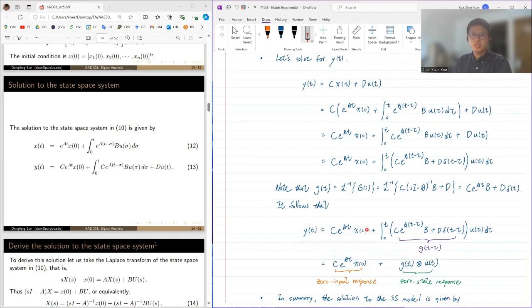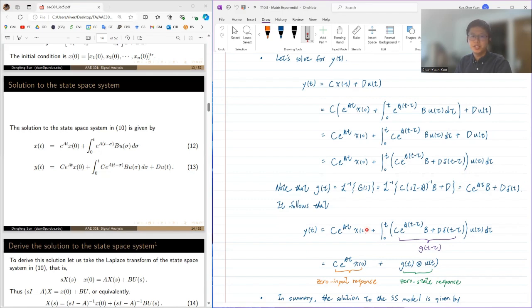Note that the impulse response of the system, which is the inverse Laplace transform of the transfer function G of s, is given by g of t equals C times the matrix exponential e to the A times t times B plus D times the impulse function delta of t. Therefore, this term in the integral is actually g of t minus tau. Next, if you recall the definition of convolution, you'll realize that this integral is nothing but the convolution between the impulse response of the system g of t and the input u of t.